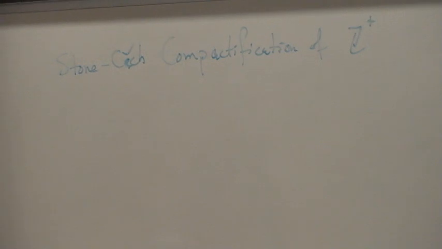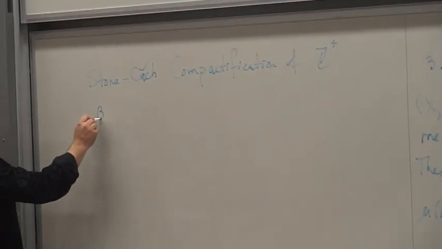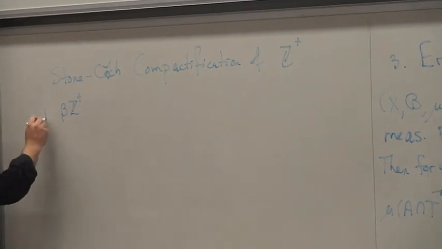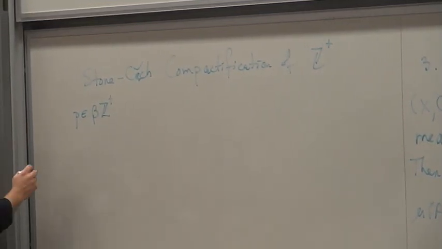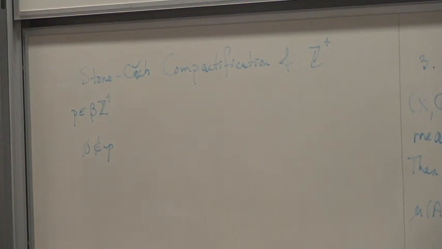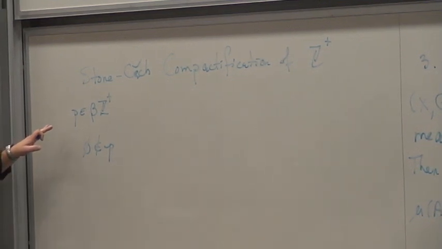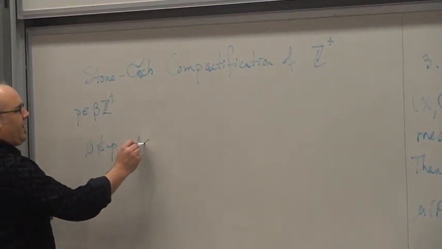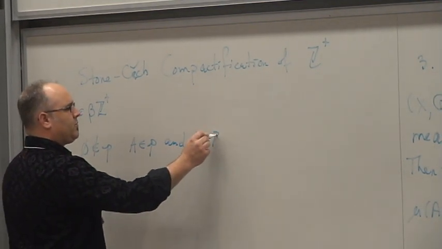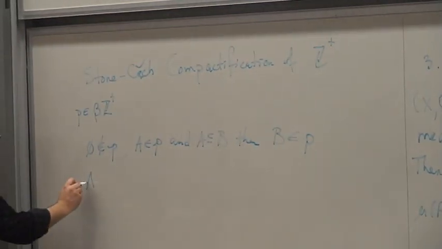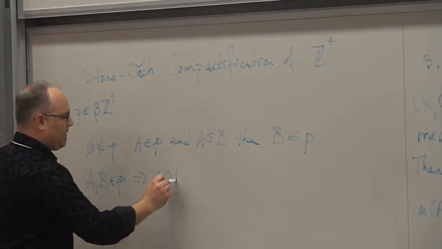So this is algebraic, except the space is labeled beta Z. P in beta Z satisfies this condition. The empty set is not in it. Probably the easiest way to think about this is a chain of subsets. So the points are chains of subsets. So the empty set's not in it. If A is in it and B is a superset, then B is in it. A and B in it implies this.